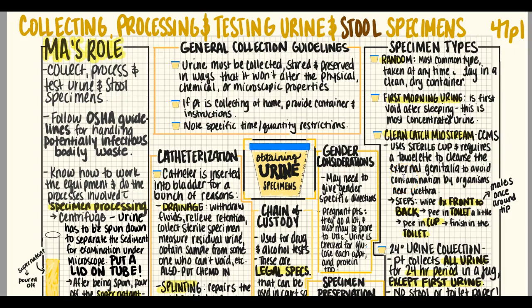Hey everyone, so this is the chapter 47 lecture covering the collection, processing, and testing of urine and stool specimens for our clinical skills and procedures course. So we start with the medical assistant's role in those two types of specimen collections. The role here for the medical assistant, as it typically is for other types of collection procedures, is to collect, process, and test both urine and stool specimens.